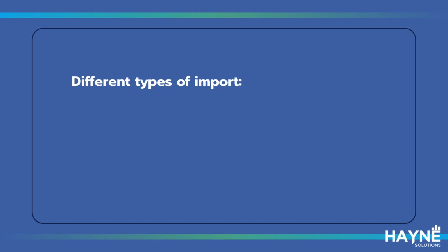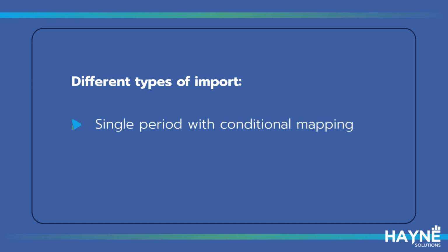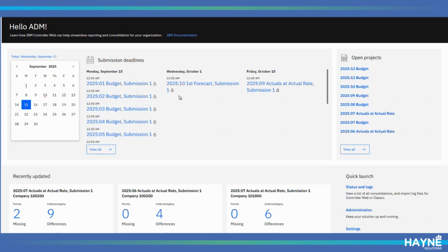I'm going to cover three different types of import: a standard single period import with conditional mapping, a multi-period import, and a journal import. So first, a single period import.